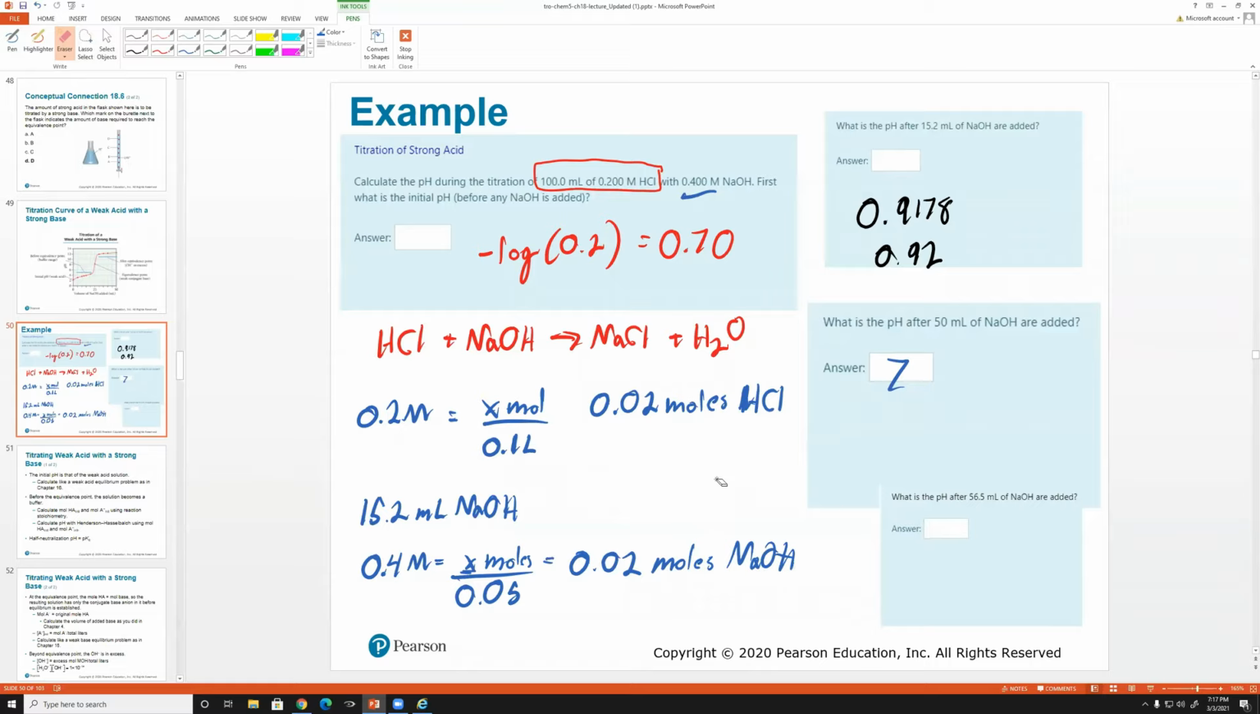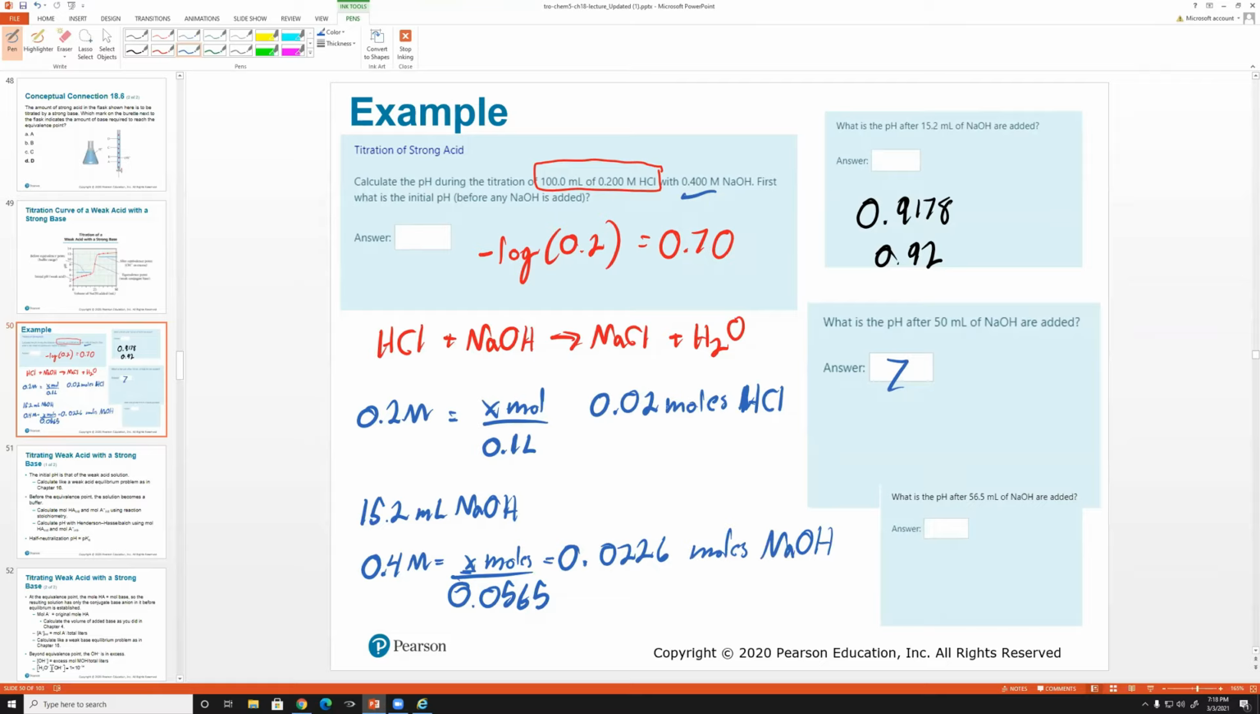But when we get to weak acid and strong base, it gets a little bit more difficult. So let's just do the same math we did, but we're going to add 0.0565 liters. Do the same math, 0.4 times 0.0565, and we get 0.0226 moles of NaOH. Now, it's not going to be the same exact thing, but the same concepts apply.